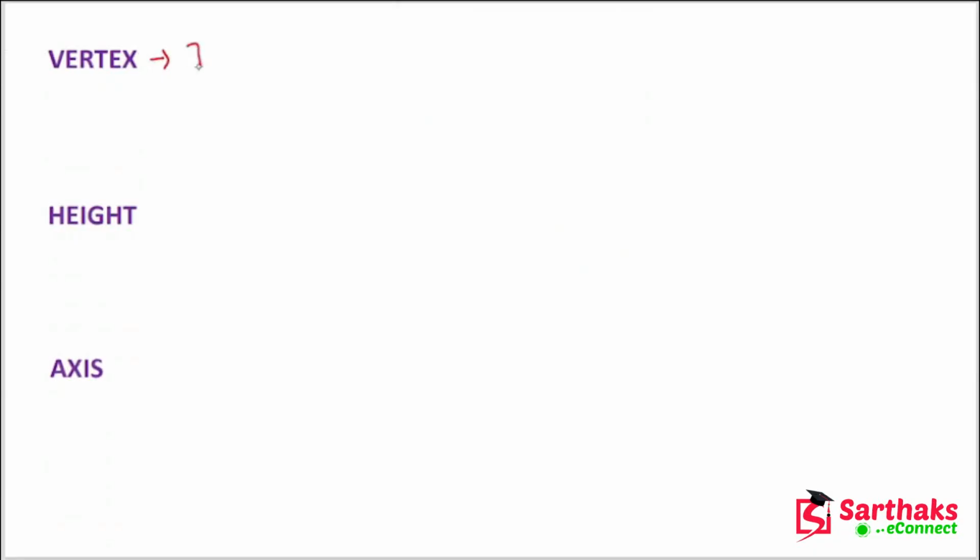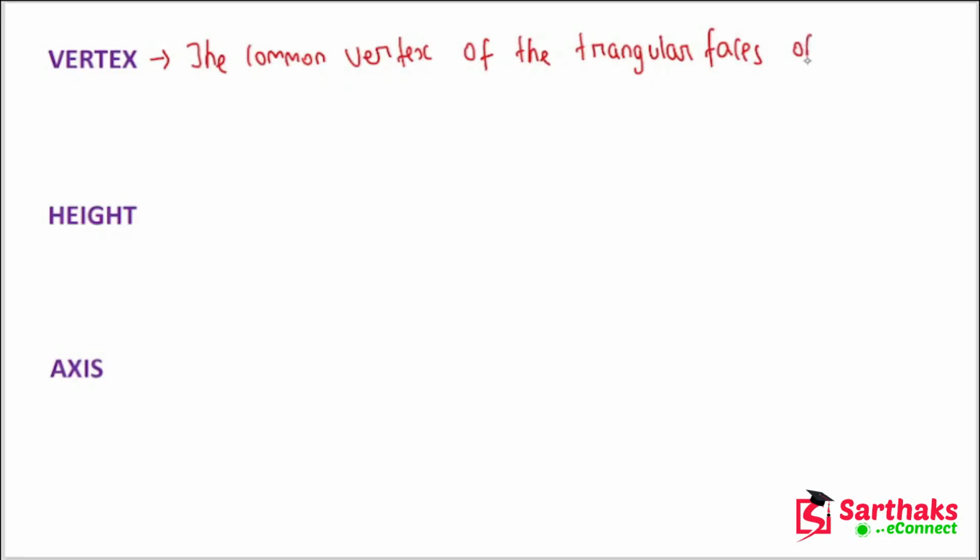So what is the vertex? The common vertex of the triangular faces of a pyramid is called the vertex of the pyramid.